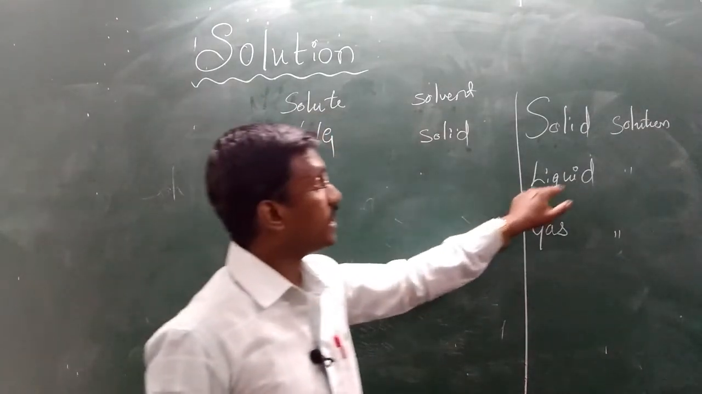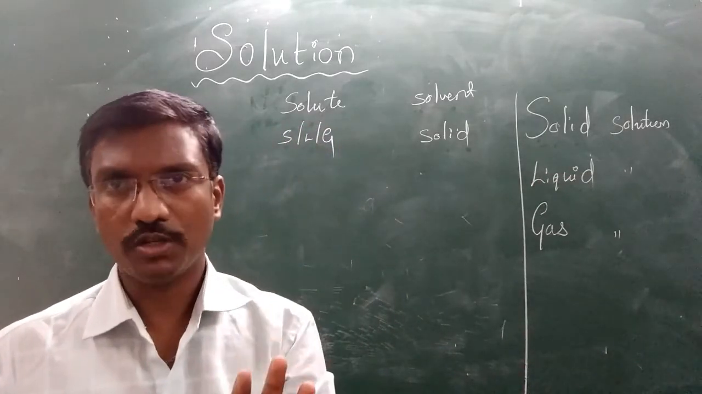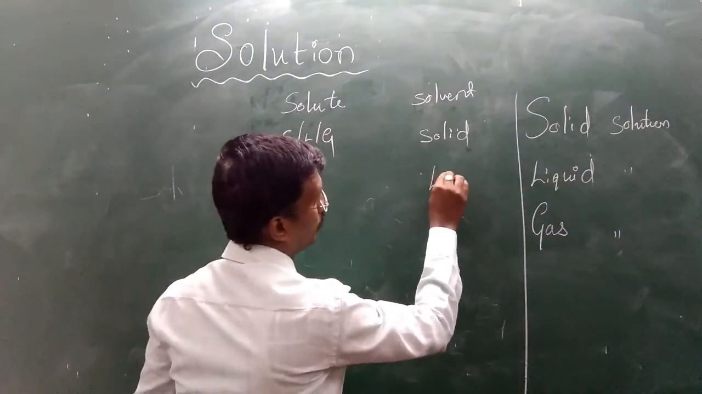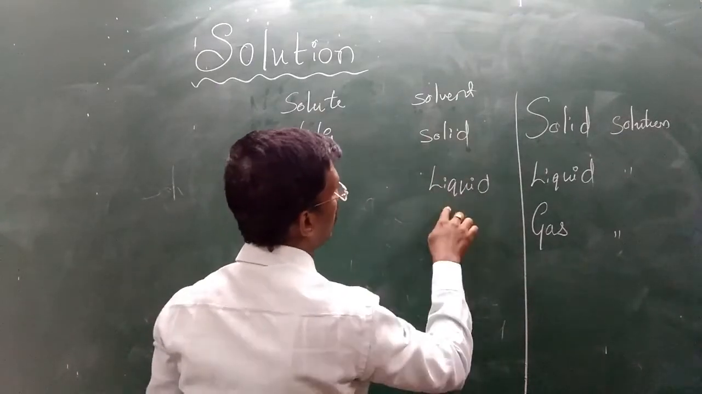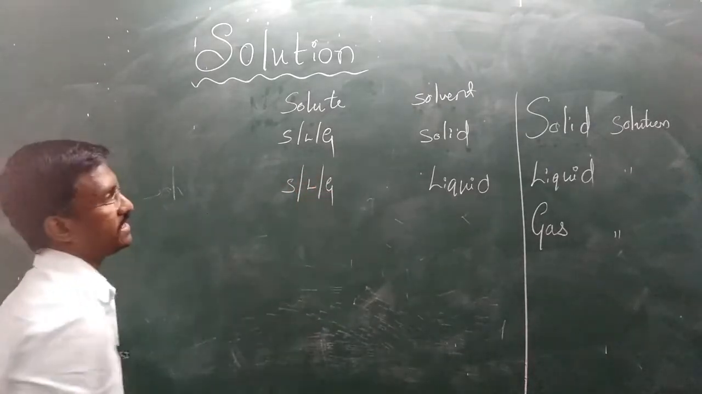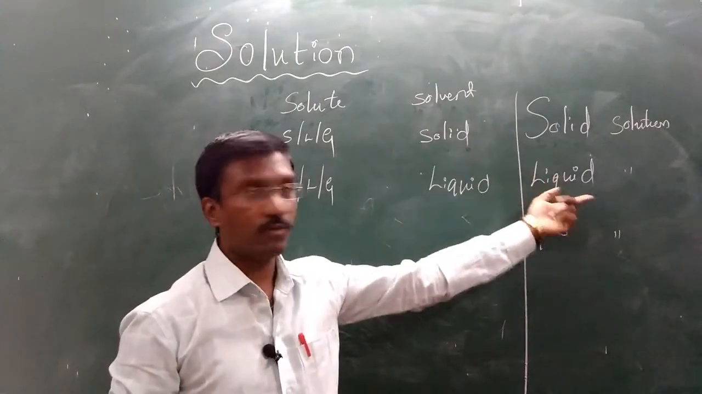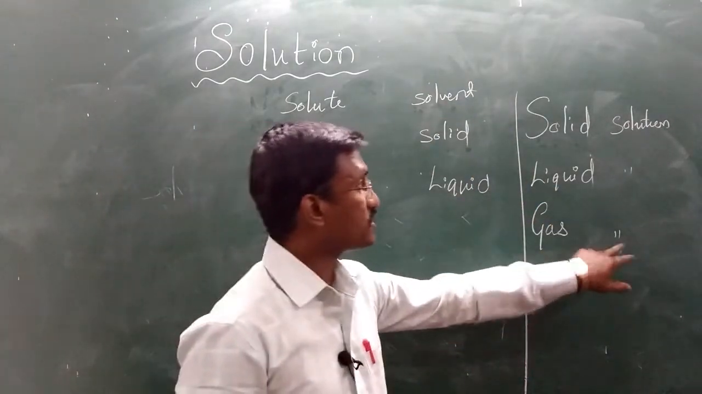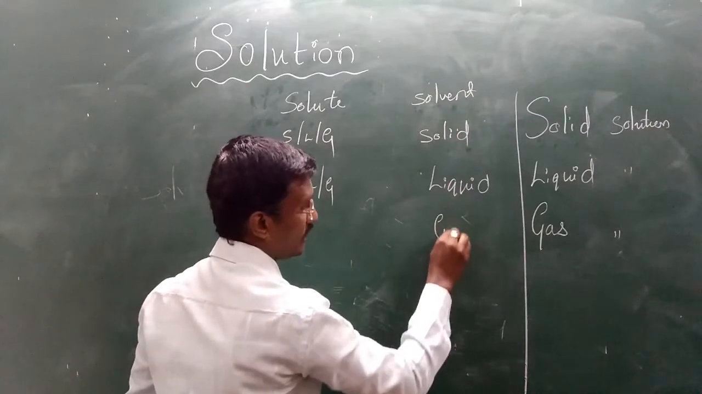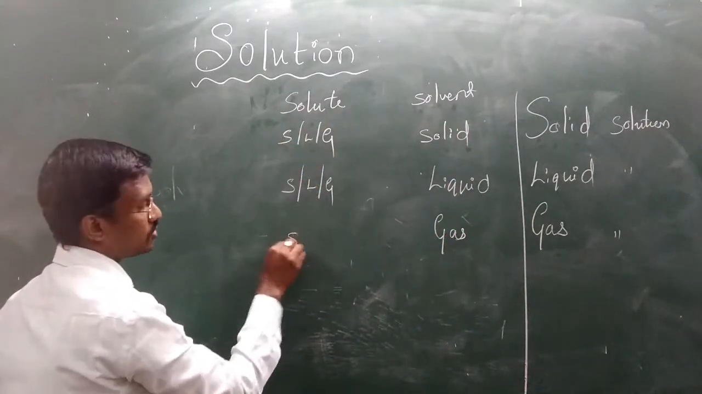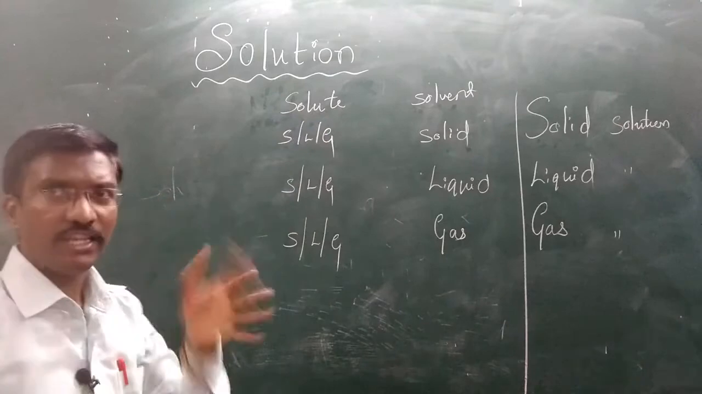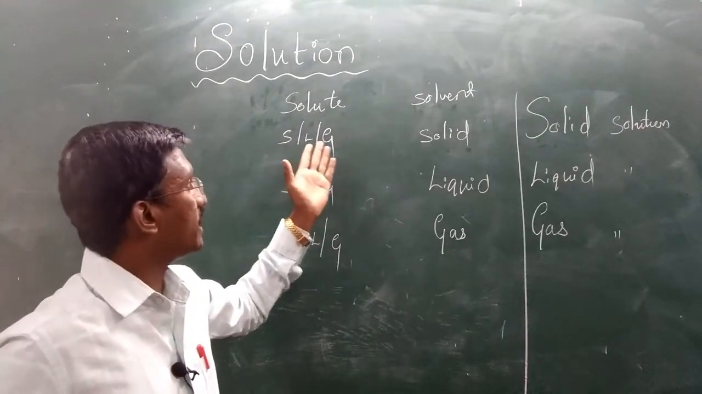Same thing here also. If it is a liquid solution, the solvent should compulsorily be liquid, and the solute may be either solid, liquid or gaseous. Such a solution is called a liquid solution. Similarly, the last one, the gas solution. The gas solution contains the solvent in gaseous form and the solute either solid, liquid or gaseous. It means the solute may be in any state, it doesn't matter. It may be a solid, a liquid or a gas.